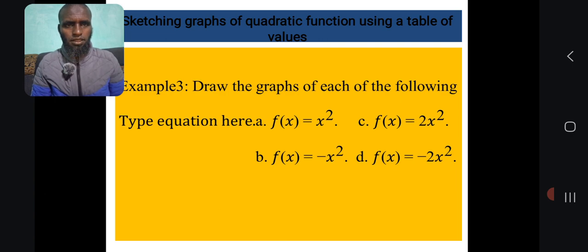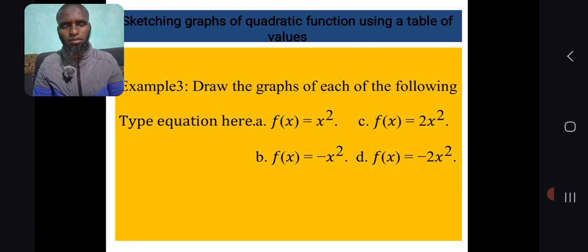The other topic is sketching graphs of quadratic functions using a table of values. When you see the example, draw the graph of each of the following: a, f of x equals x squared; b, f of x equals minus x squared; c, f of x equals 2x squared; d, f of x equals minus 2x squared. Whatever it is, the value of a is different from 0, which is 1. But here, the values of b and c are zeros.